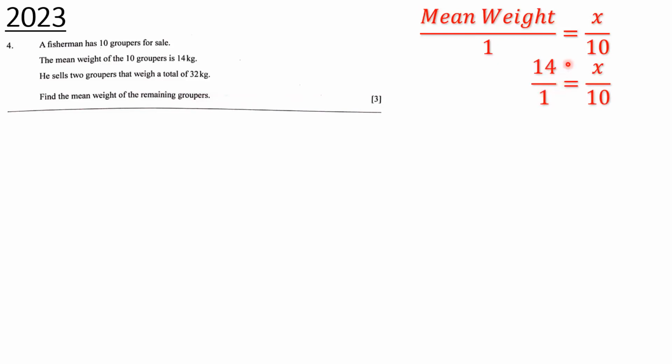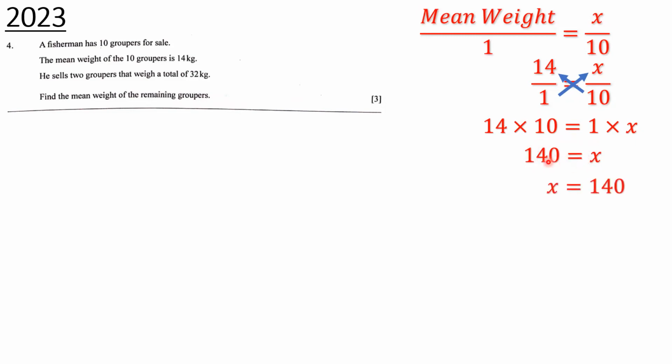Then we are going to cross multiply to find the value of X. So we say 14 times 10, which is 140, and 1 times X, which is X. So that means that the sum of the weights of the 10 groupers is 140 kilograms.